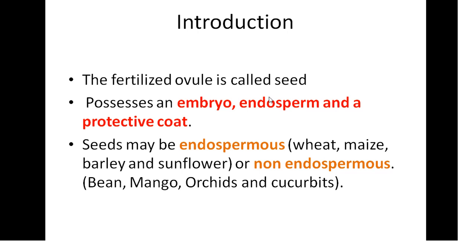That is, 2N is from the secondary nucleus and 1N from our male gamete. So totally it is a triple fusion: three nuclei unite and produce the endosperm.